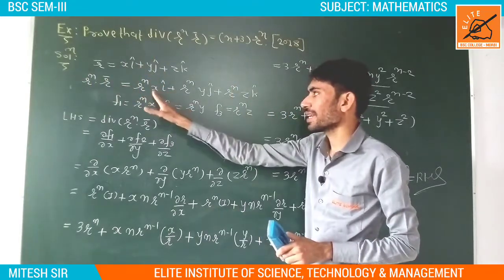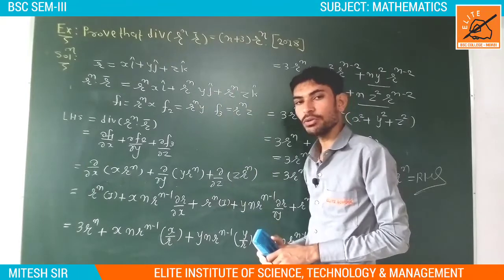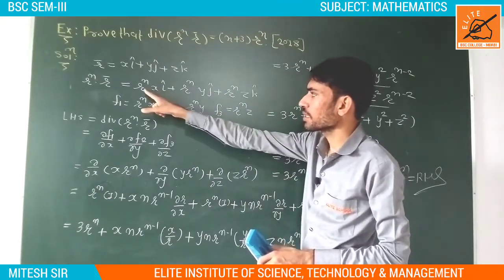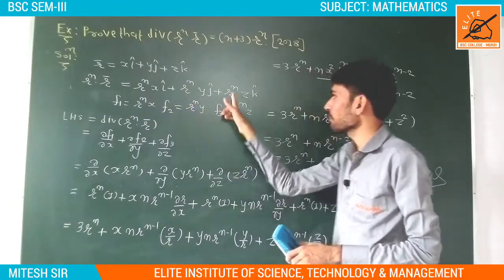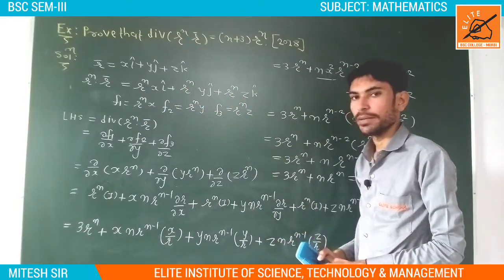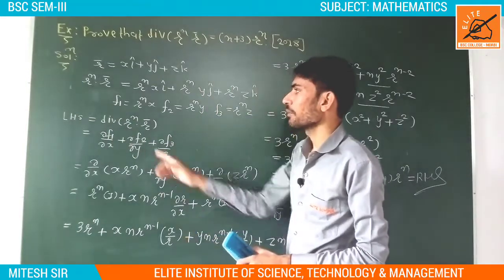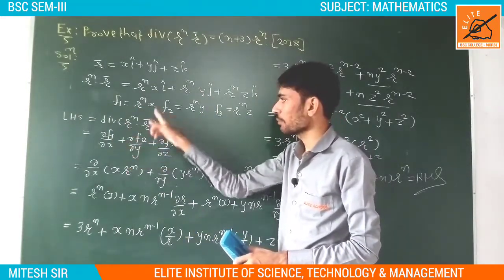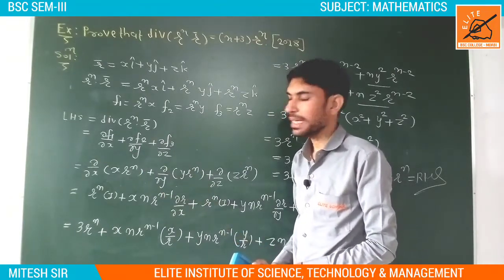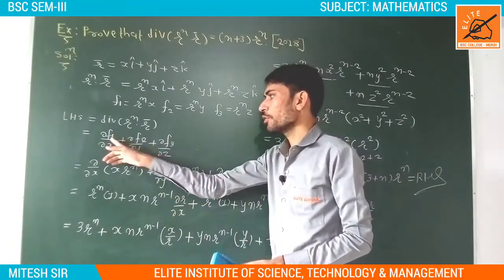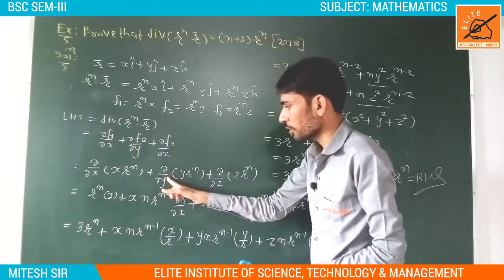So r raised to n x i cap plus r raised to n y j cap plus r raised to n z k cap. Now our f1 term is r raised to n into x, f2 term is r raised to n y, f3 term is r raised to n into z. Now we find divergence of r raised to n into r bar. That means we are doing del f1 upon del x plus del f2 upon del y plus del f3 upon del z, by applying the formula of divergence. So here we are doing partial derivative of f1 with respect to x, f2 with respect to y and f3 with respect to z.